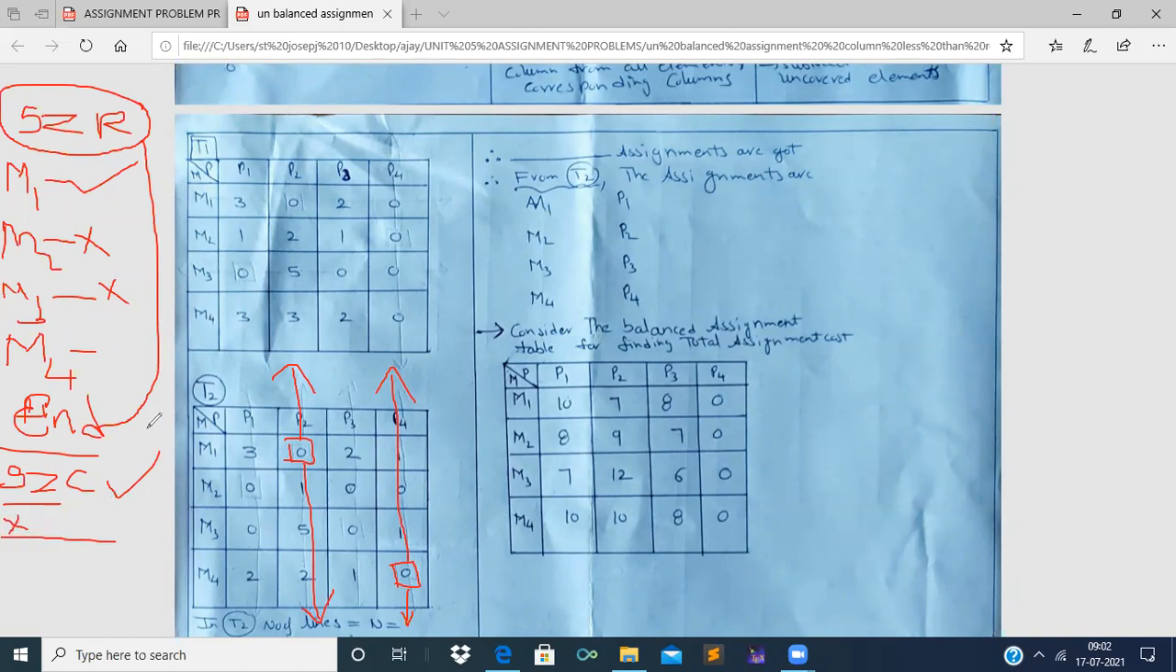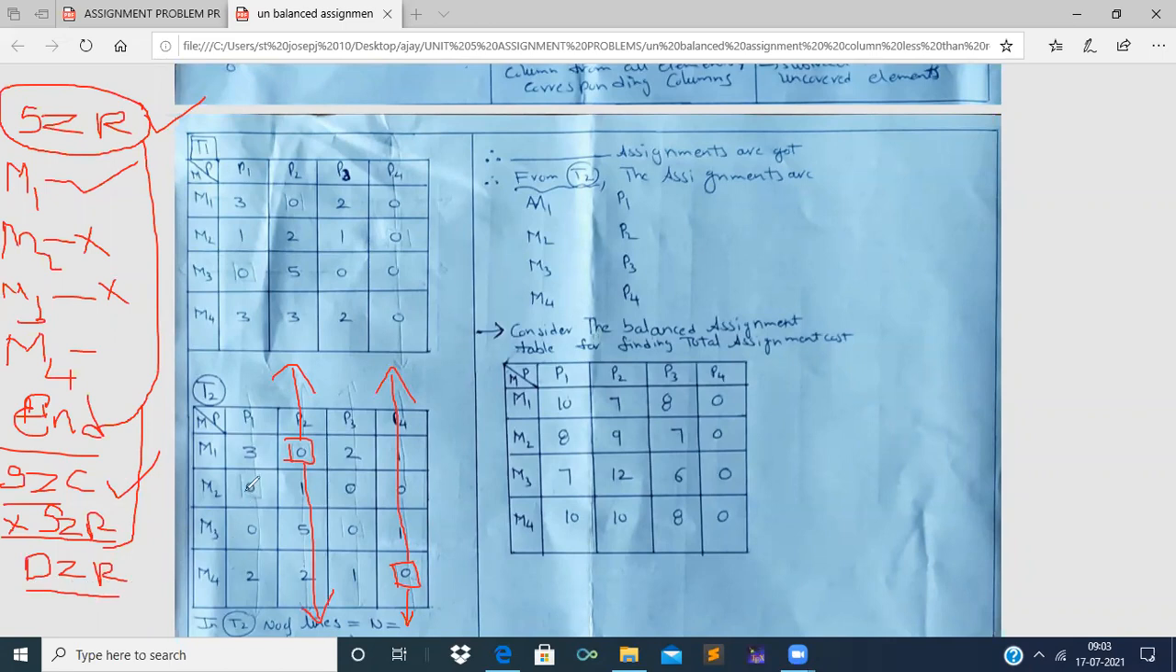Now again let us search for single zero rows. First row is not containing a single zero, second row is not containing a single zero, third row is not containing a single zero, and fourth row is also not containing a single zero, right? And as we did not find any single zero column and single zero rows are also not found now, we have to go for double zero row search.